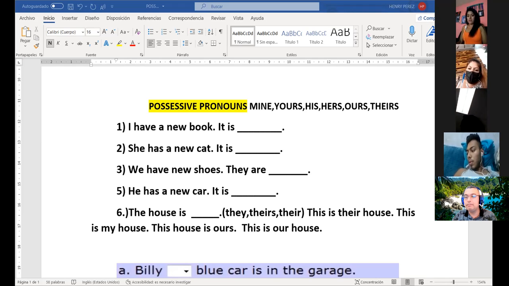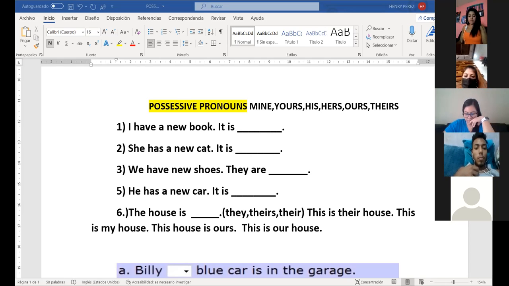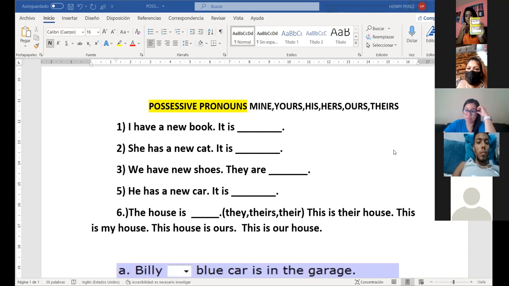This is my pen. Okay, lo repitió dos veces. This pen is mine. Eso, very good, Jacqueline. Great. Okay, Erica, y luego Luis, and then Melissa. Possessive adjective, this is my dictionary. Okay. Possessive pronoun, this dictionary is mine. Very good, Erica, very good.